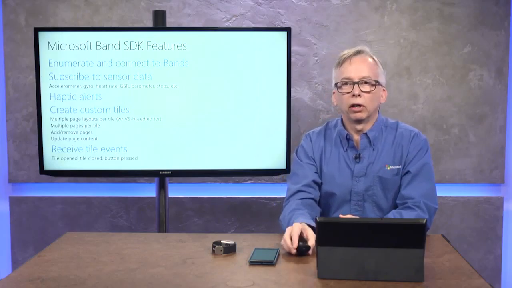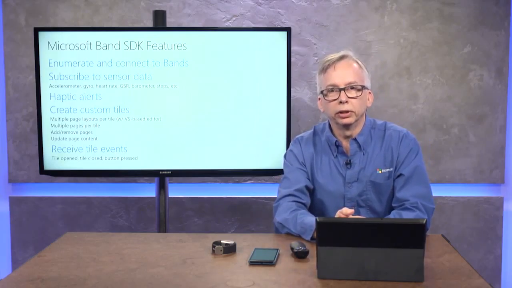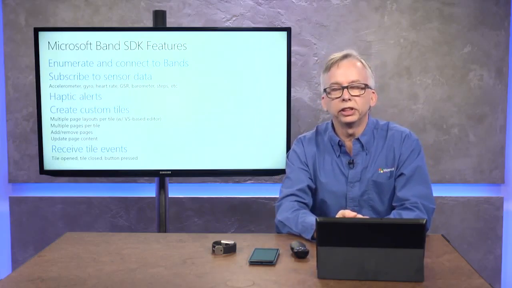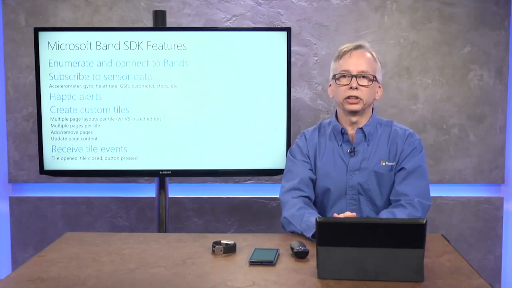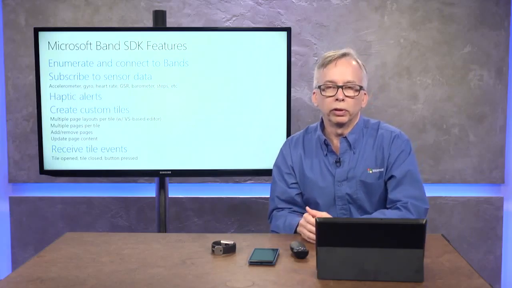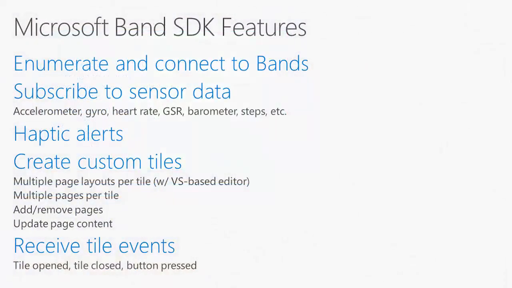So we presented our SDK first last year at Build, and so I'm not going to go into a lot of detail about that, but I do want to give you a sense for some of the features in the SDK, and then we'll talk about what we've added this year. So the Band SDK is a native SDK available for all phone platforms, and it allows you to write applications or extend your application to the Microsoft Band.